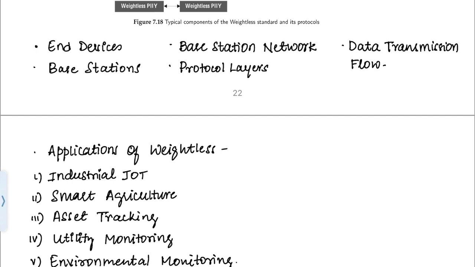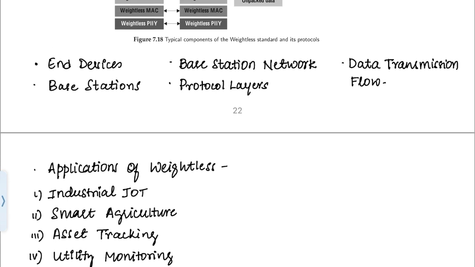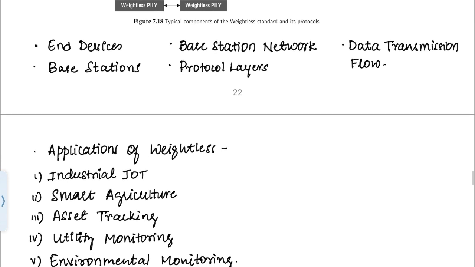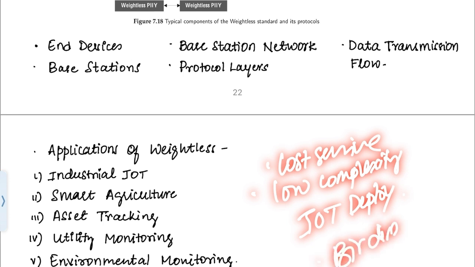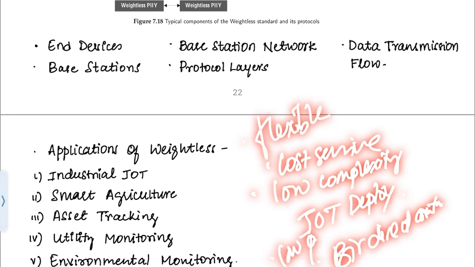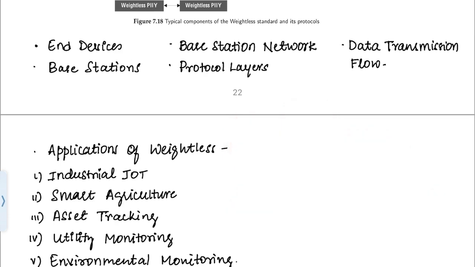So this was all about our Weightless standard. So here we have covered all the major points. Weightless standard is very suitable because it is cost sensitive. Firstly, it has low complexity IoT deployment, and it has bidirectional communication and low power consumption, and it is very flexible. So these are the key points or takeaways from Weightless standard. So here we have tried covering 4 to 5 technologies.